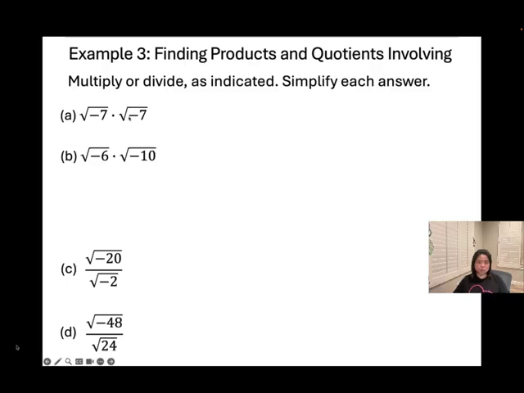Okay, first one, that will become i√7 times i√7. And then i squared times √7 squared, which is going to be negative 7.